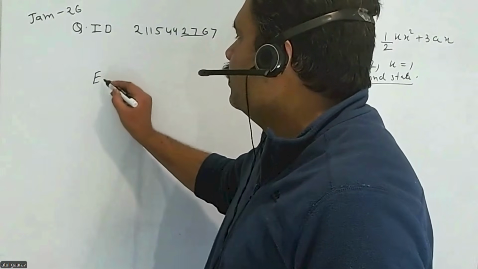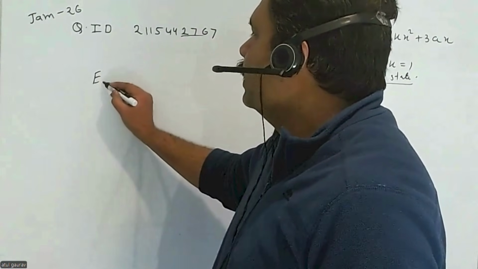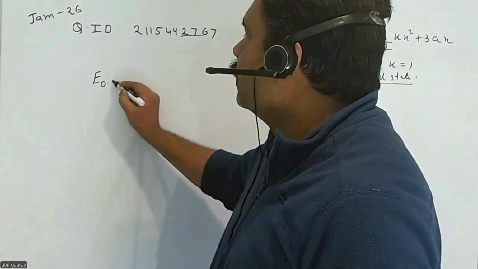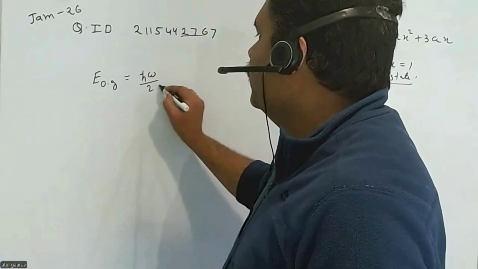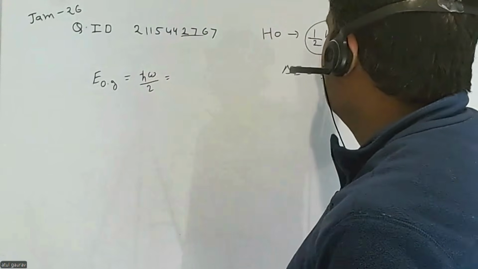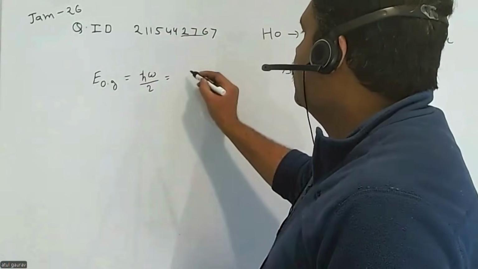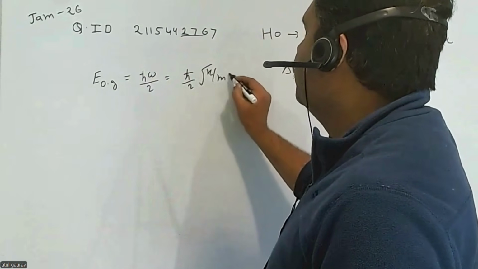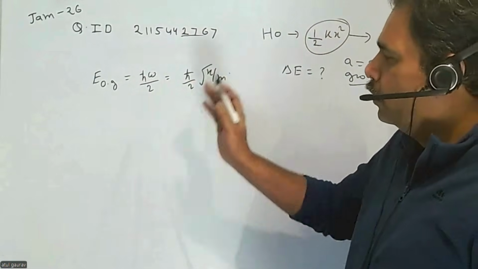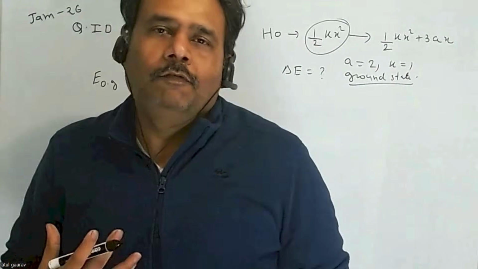So this is for the old one. I am just writing old for the ground state. That value is equal to h cut omega by 2, where omega is equal to root under k upon m. So that value is equal to h cut by 2 root under k upon m. So this will be your old one. But we have to mainly work for the new one.